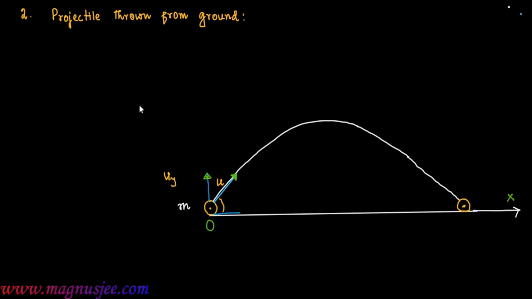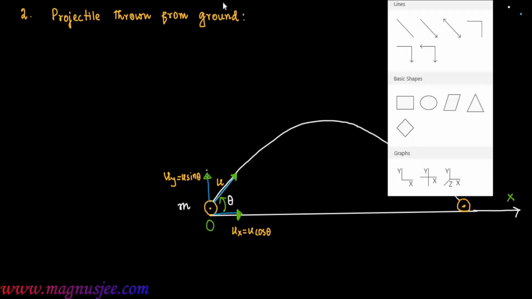Uy is the vertical component. U makes an angle theta with the horizontal, or with the ground. In this case, the horizontal component of velocity is ux, which is equal to u cos theta, and the vertical component uy is equal to u sin theta.